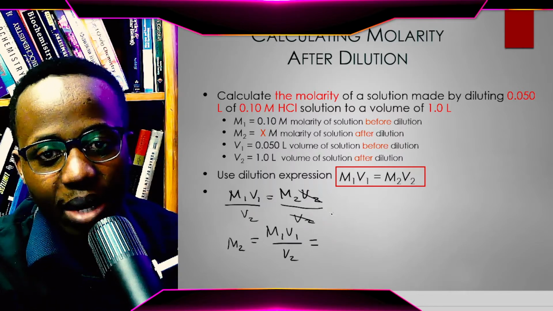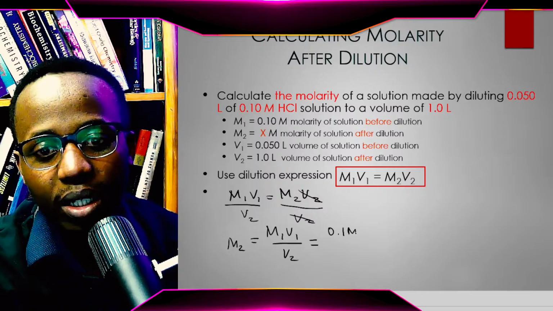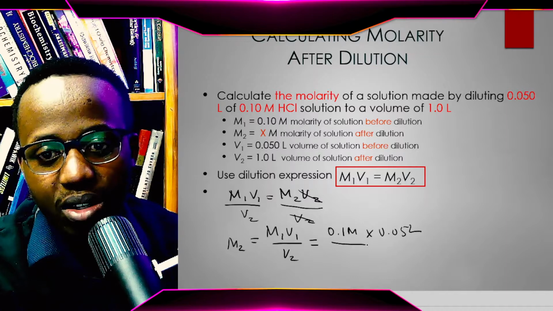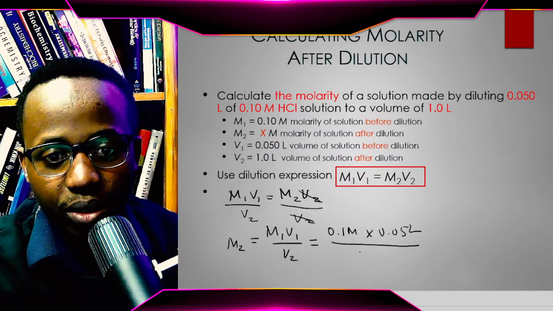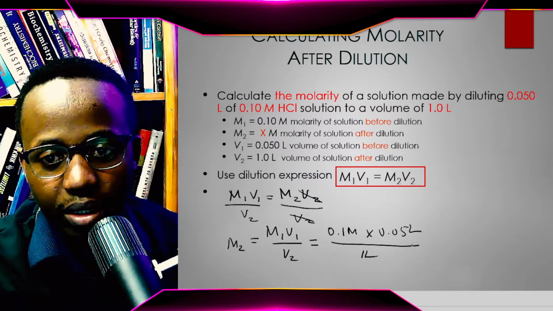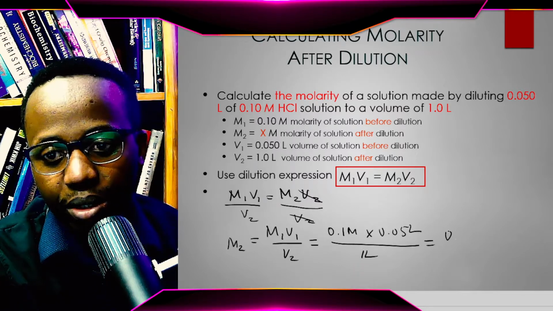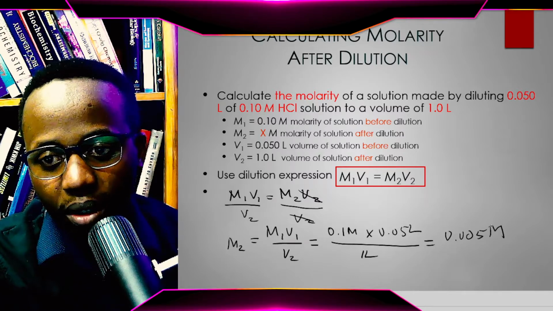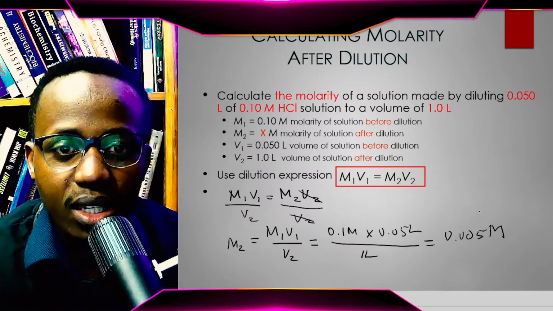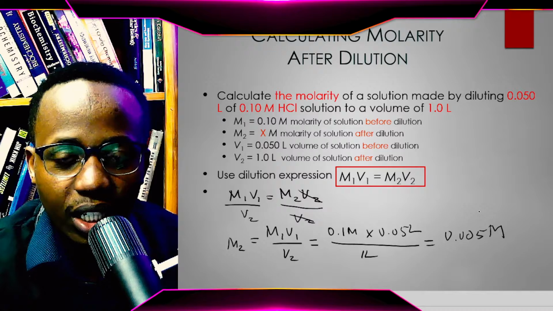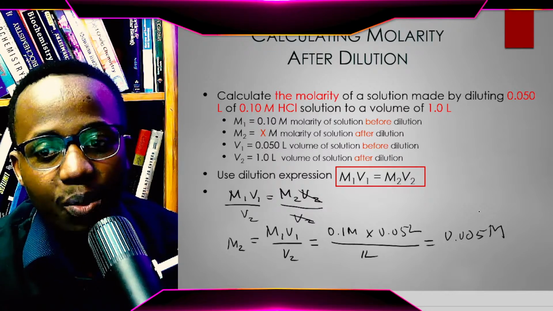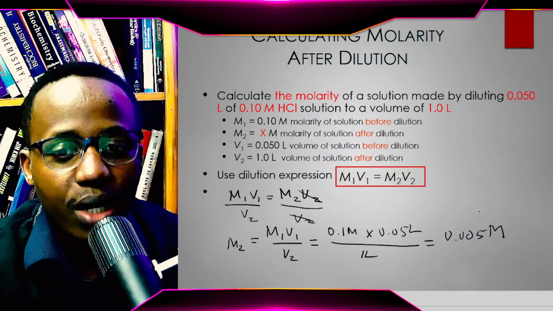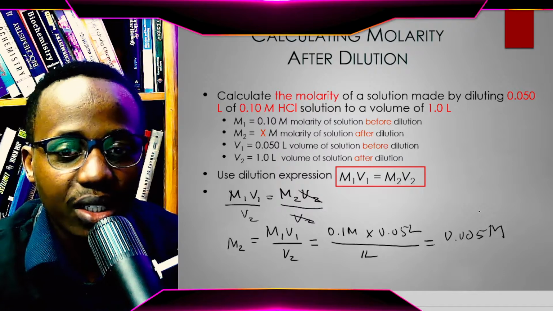And this will be M1, you have 0.1 molar, V1, you have 0.05 liters, over V2, which is 1 liter, and that's going to be equal to 0.005 molar, right? So you can see what happens here. We're increasing the volume and we're decreasing the concentration, right? So this is the second concentration.